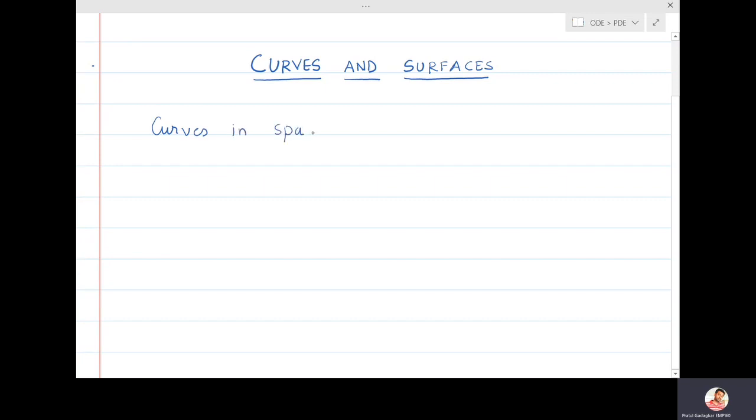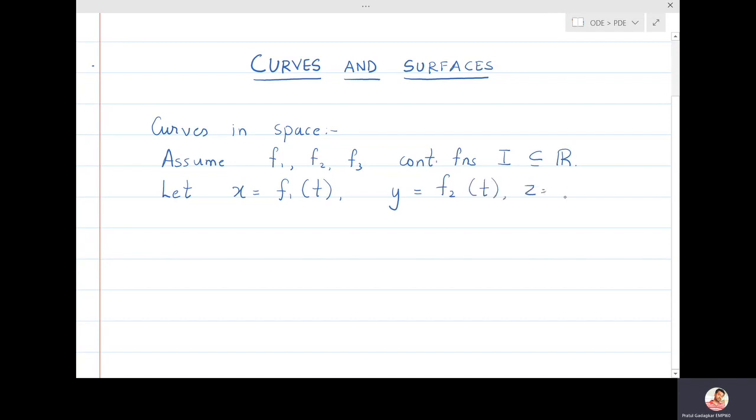So what is a curve in space? We will first assume that f1, f2 and f3 are continuous functions on an interval, say that interval is I, which is a subset of R. Then we will let x be equal to f1(t), y is also a function of t, which is f2(t), and z, I'm going to take the third function, f3(t). So x, y, z are depending on t.